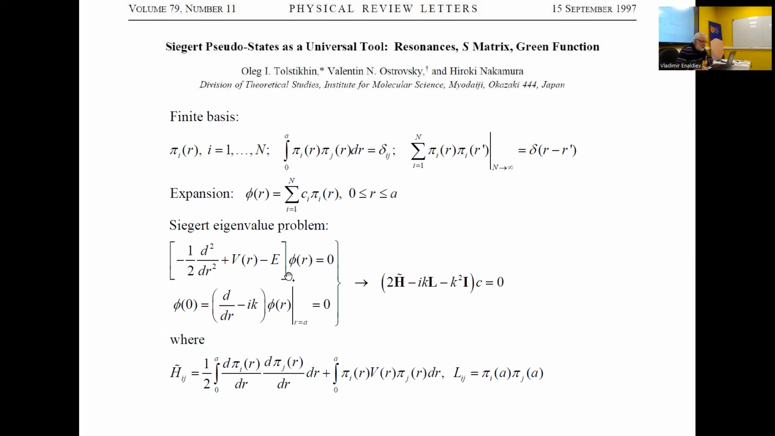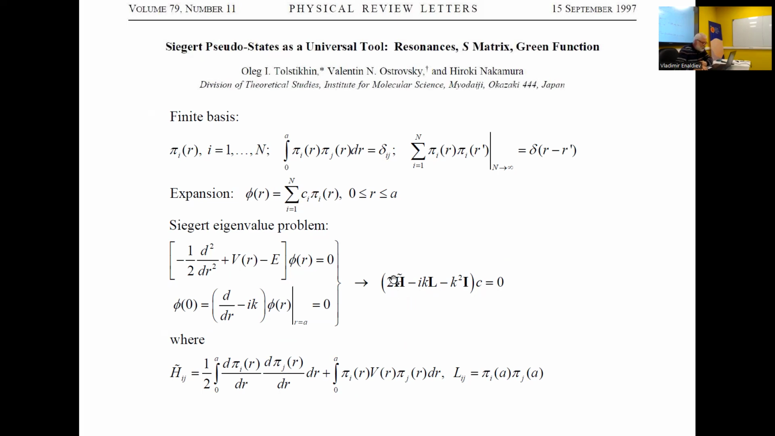I just substitute this here, multiply it from the left by another basis function, and integrate. I obtain this matrix equation. I am now discussing the properties of this matrix equation. So actually the solution of this matrix equation will be called Siegert pseudo-states, and this is the key point in the whole story. Okay, let me continue.